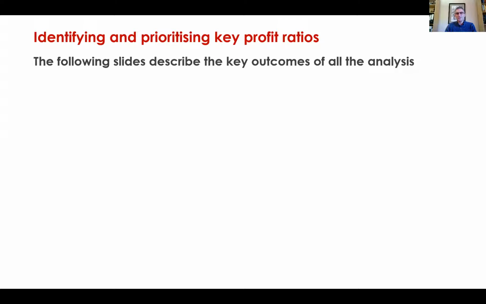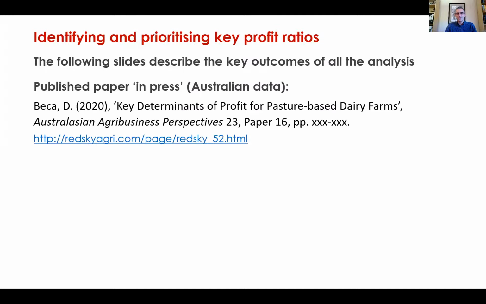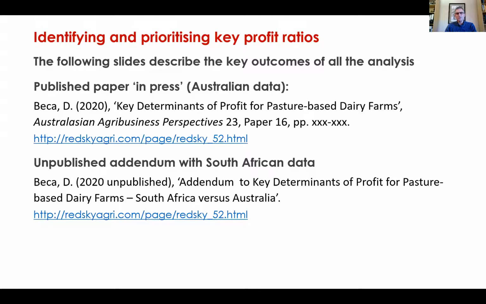The following slides describe the key outcomes of all the analysis that identified and prioritized the key profit ratios. This is described in full within my recently published paper, presently in press, titled Key Determinants of Profit for Pasture-Based Dairy Farms. There is an additional unpublished addendum that compares all the published Australian data with the South African data. Both of these papers are presently available on the Red Sky website.